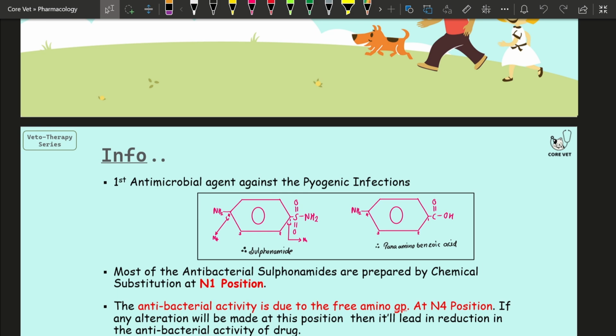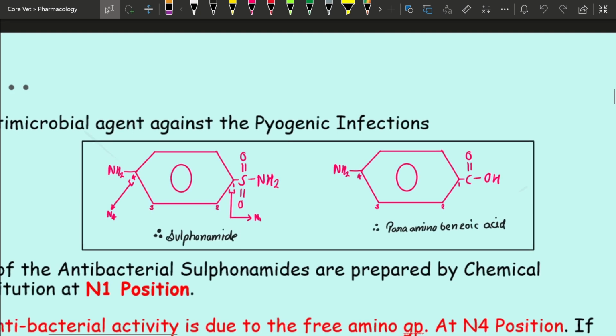Sulfonamide was the first antimicrobial agent used against pyogenic infections. The most common pyogenic infections are caused by Staph aureus and Streptococcus, which are common commensals for pyogenic infections. So this class of drug, the sulfonamide, was the first antimicrobial agent used against pyogenic infections. Right.